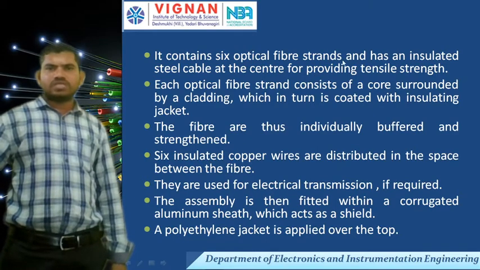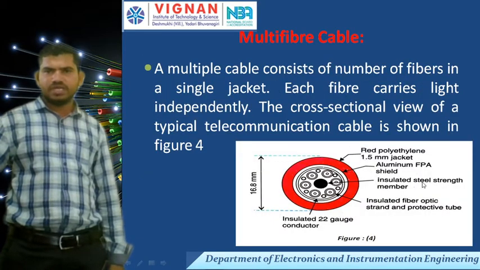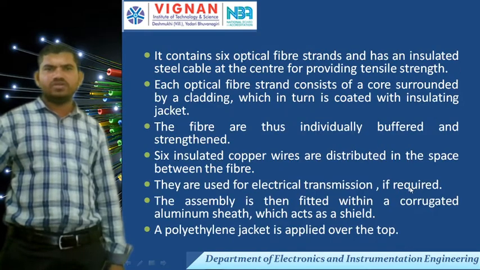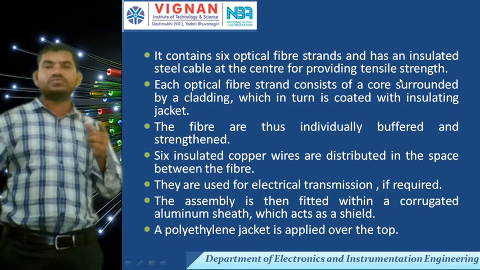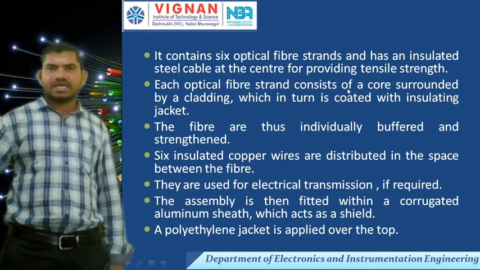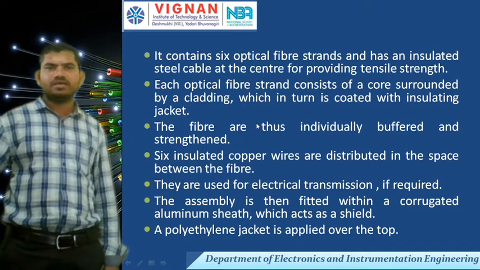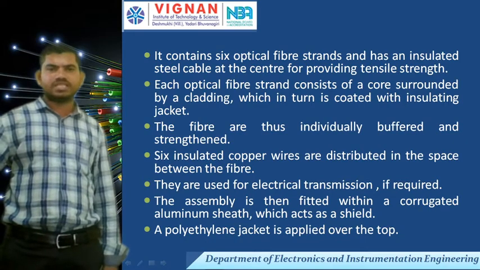The fiber strands have an insulated steel cable at the center, providing tensile strength. This is the insulated steel strength member. We use this insulated steel cable for maintaining tensile strength. Each optic fiber strand consists of a core surrounded by the cladding, which is in turn coated with the insulated jacket. The fibers are individually buffered and strengthened.